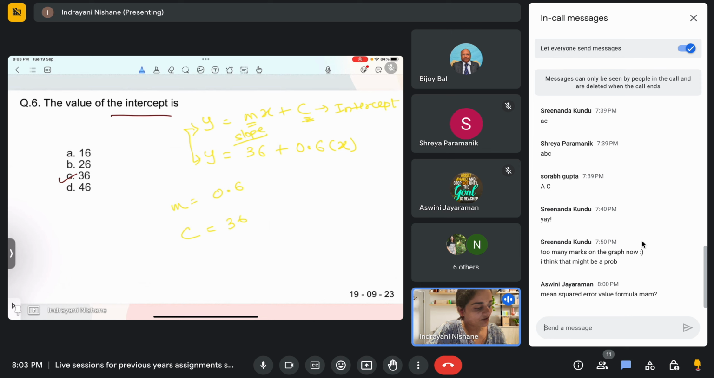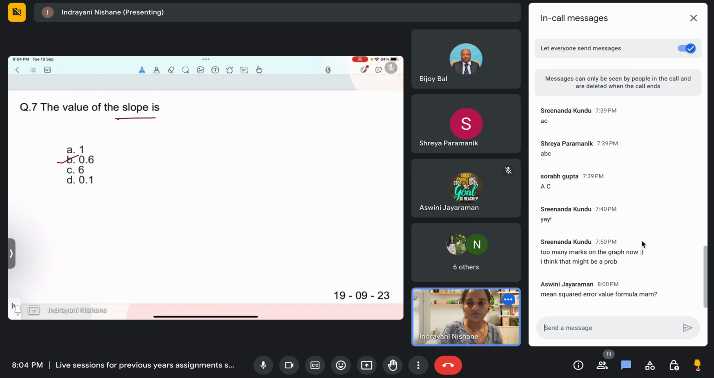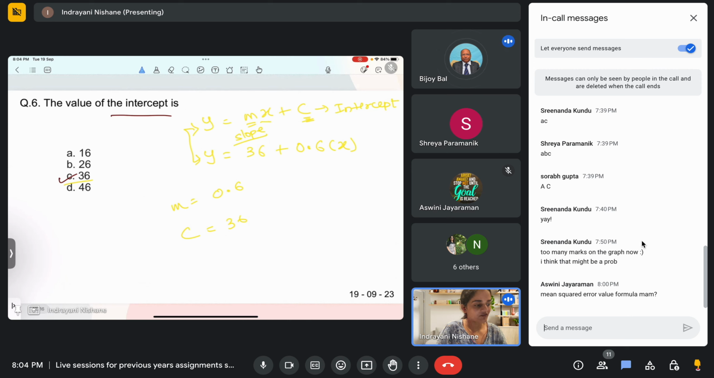So can you tell me what will be the intercept? Out of the options, what is the intercept value? A, B, C, which is option C, right? And similarly, what is the slope value? 0.6. You just have to compare this line equation with the given equation and deduce what is the value of m and what is the value of c. Okay.